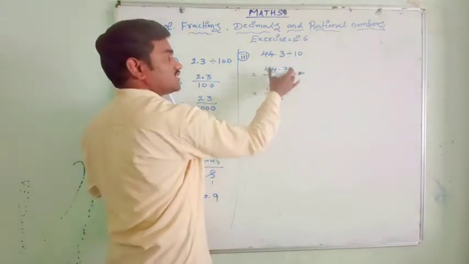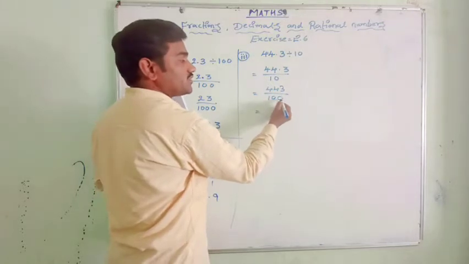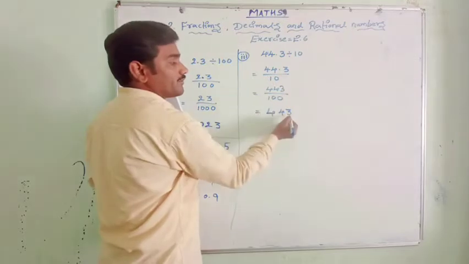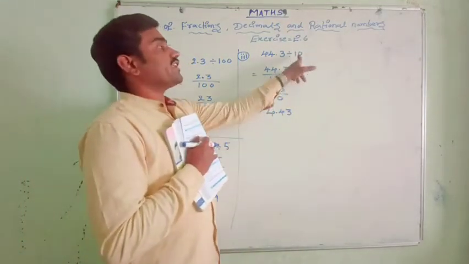Okay, here decimal will change into the fraction. Fraction will change into the decimal. The denominator, how many zeros are there? 2 zeros are there. We'll count the 2 digits in the numerator. 1, 2. That is 4.43. As I told you, we are dividing by 10.